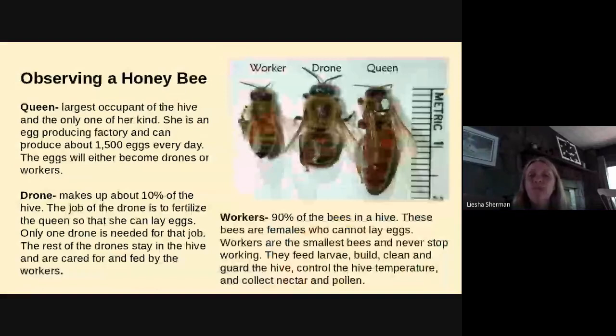The workers make up most of the hive. That's 90% of the bees in a hive. These bees are all females, but they can't lay eggs. The workers are the smallest bees and they never stop working. They work all the time. They feed the larvae, they build, clean, and guard the hive. They control the hive temperature and they collect nectar and pollen. So they have a really big job to do.